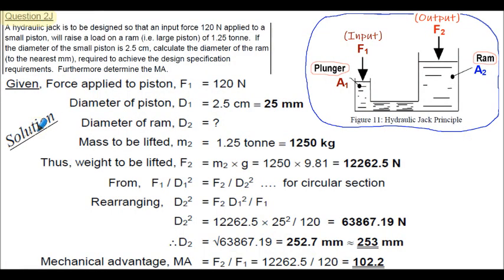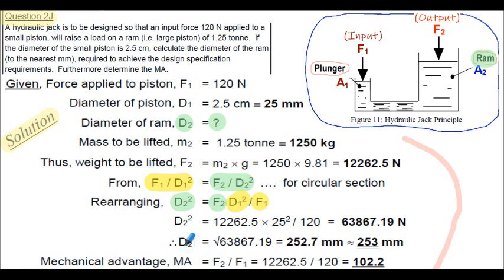So question 2J, here's the solution. In this question we're actually trying to find the diameter, D2, of the ram, the output diameter. I'm going to let you review the solution at your own pace, but to solve this problem we'll need to rearrange this formula here so that D2 squared is the subject. In other words, from this line here, multiply both sides by D2 squared, divide both sides by F1, and multiply both sides by D1 squared. That will then give you the formula to calculate D2 squared.